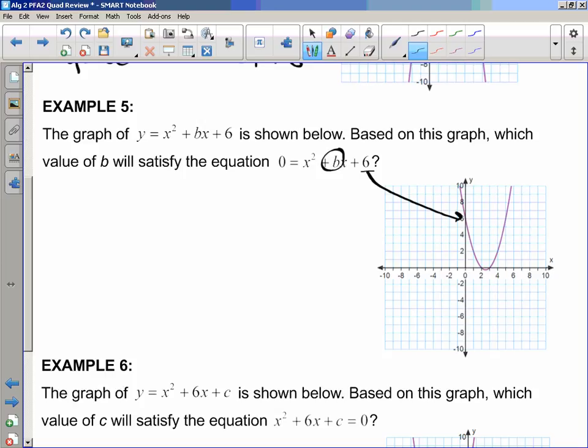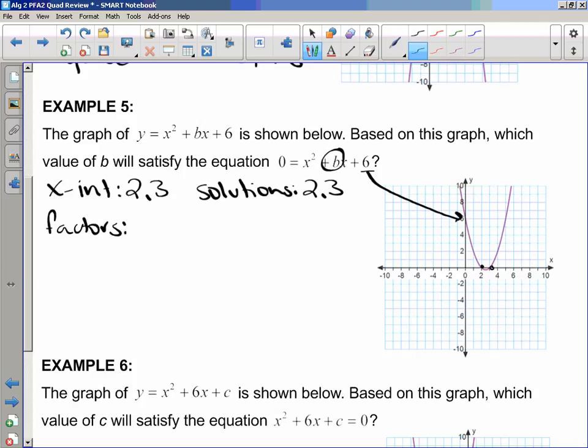If I look at this graph, the x-intercepts are at 2 and 3. That means the solutions are 2 and 3. What does that mean the factors are? Remember, factors are opposites of x-intercepts and solutions. That means it's got to be x minus 2 and x minus 3, because these numbers need to be the numbers that when I plug it into x, make it equal 0.